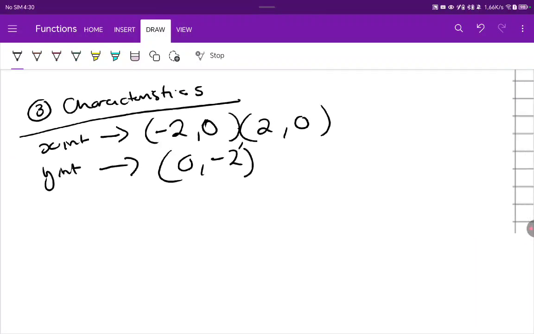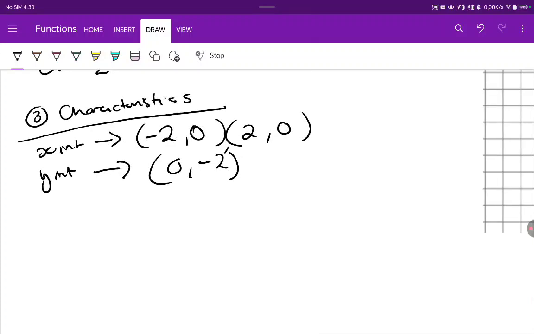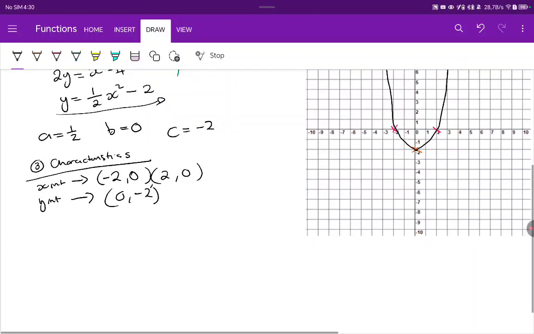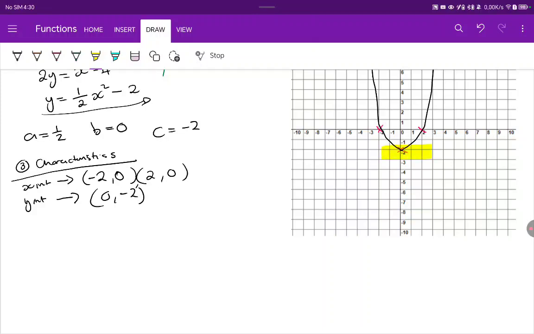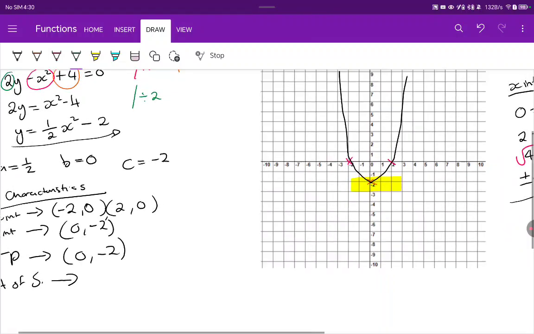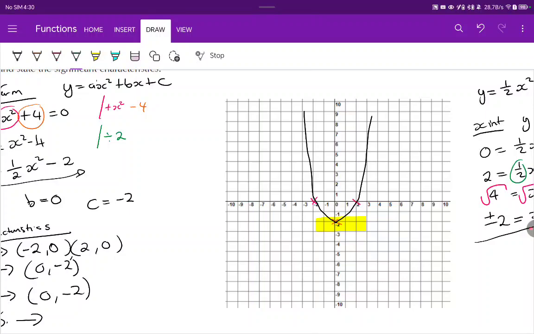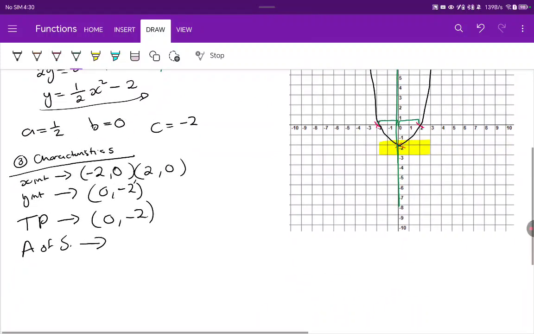Beautiful. What else would I like to know about this graph? This graph has a turning point. There we go. That's a minimum point. We got a turning point. And our turning point is at 0, negative 2. What else can you tell me? What about the axis of symmetry? The axis of symmetry is the line that I can fold it on. So notice that this is 2 spaces away and that is 2 spaces away. So my axis of symmetry is going to be the line x equals 0.